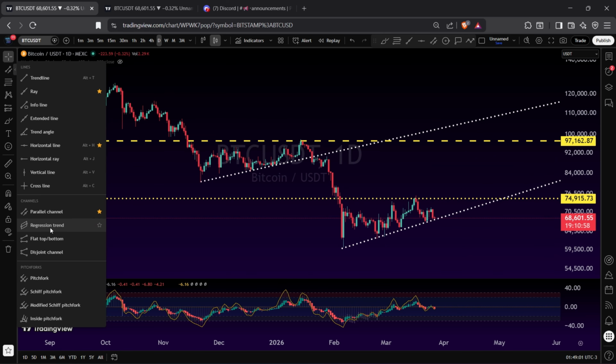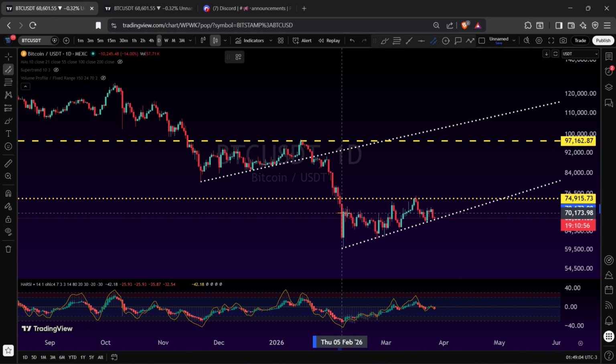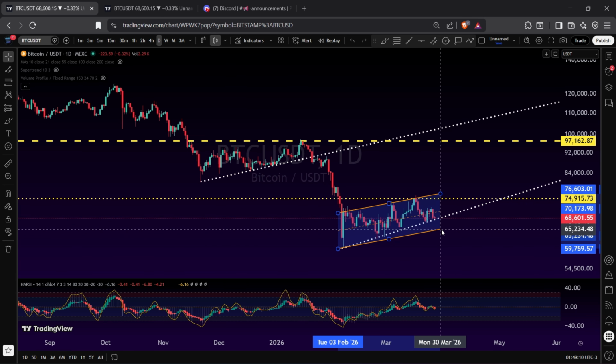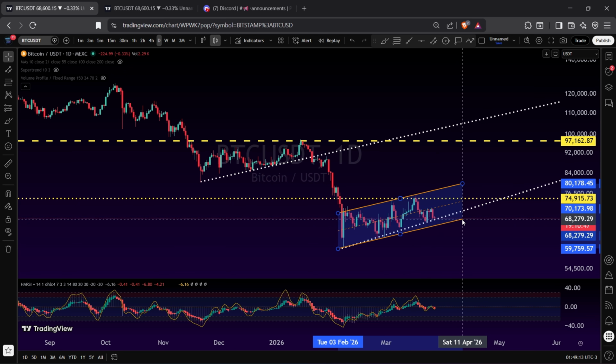I use it to spot potential breakout zones. If price has been bouncing inside a downward parallel channel for 3 months and suddenly prints a strong daily close above the upper boundary, that is a massive structural shift. It tells me the sellers are exhausted and the buyers have seized control.